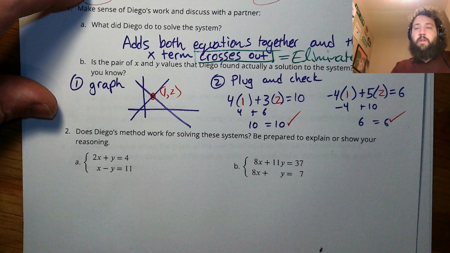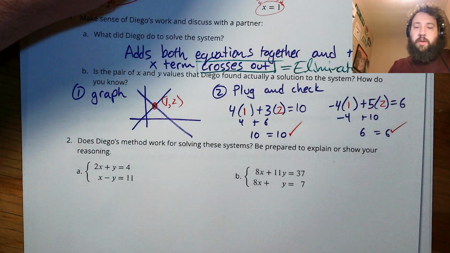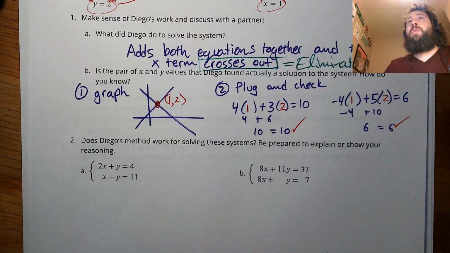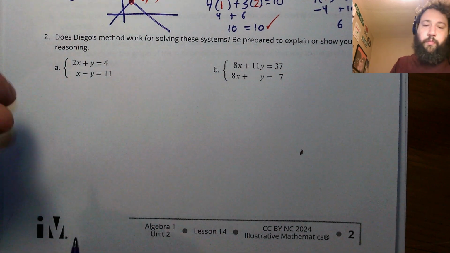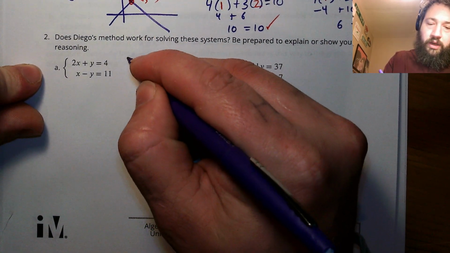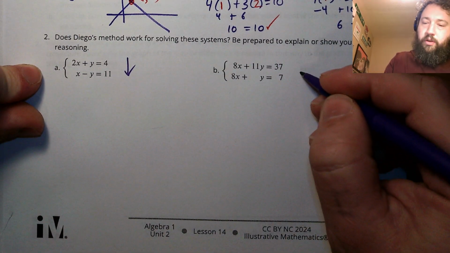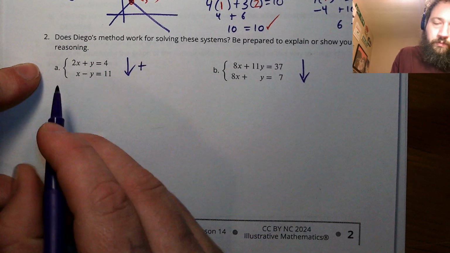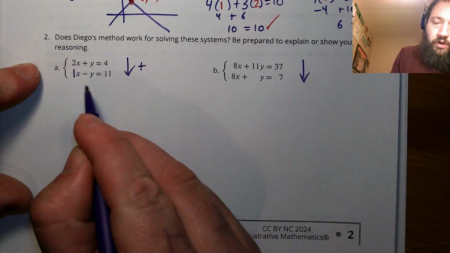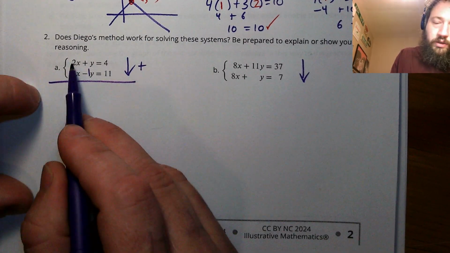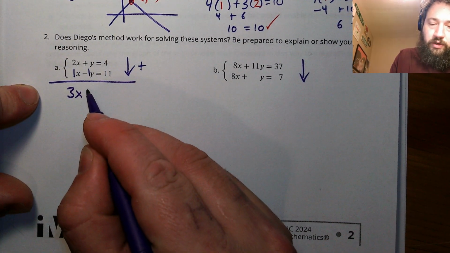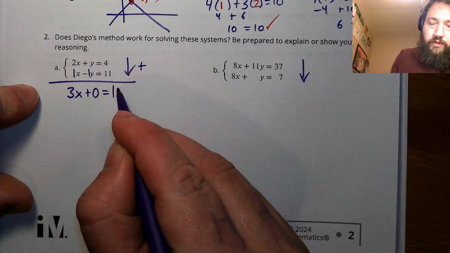All right. Now let's keep going. Does Diego's method work for solving these systems? Let's see. I'm going to move this up a little bit for us. There we go. Okay, so can I add straight down? Will this work? Let's try those out. So if I add these down, this is an invisible 1, an invisible 1 right there. So I would get 3x. And then these guys cross out, so I get plus 0 equals 15.